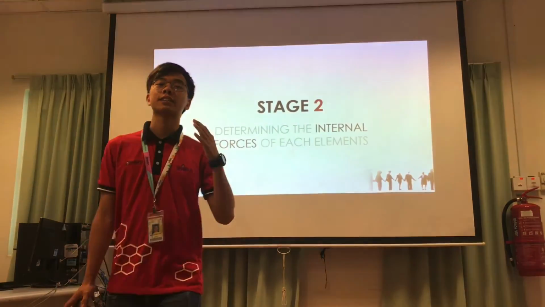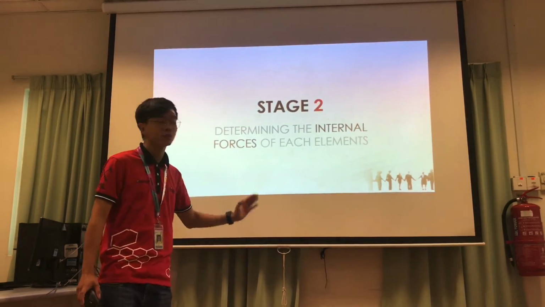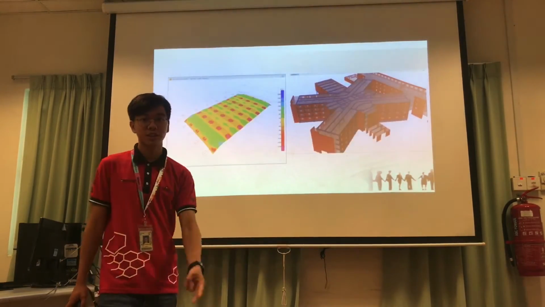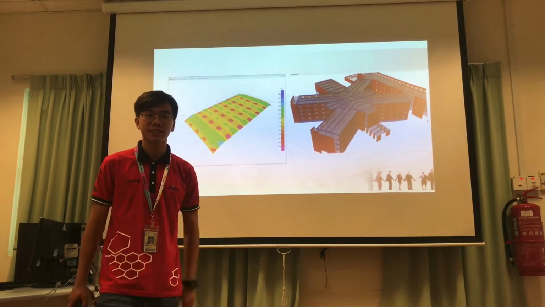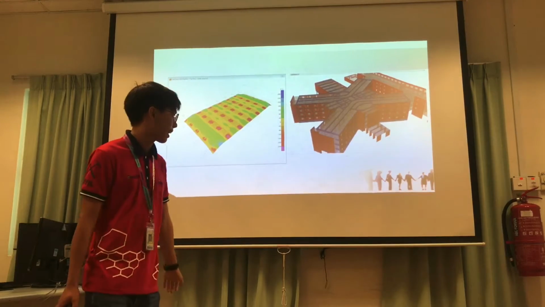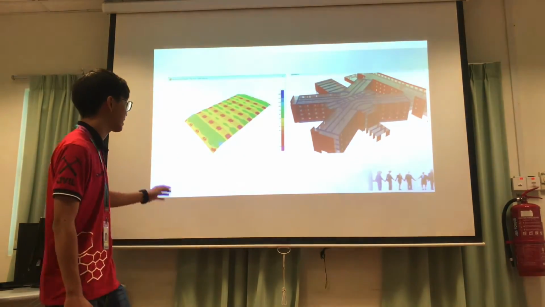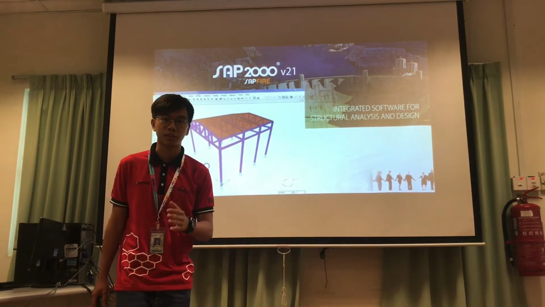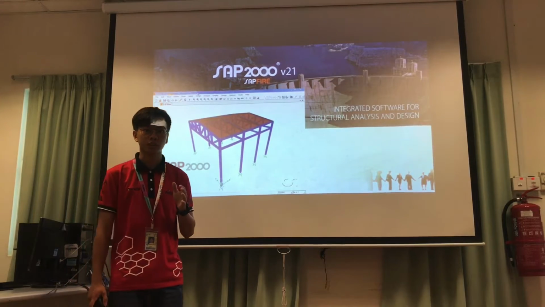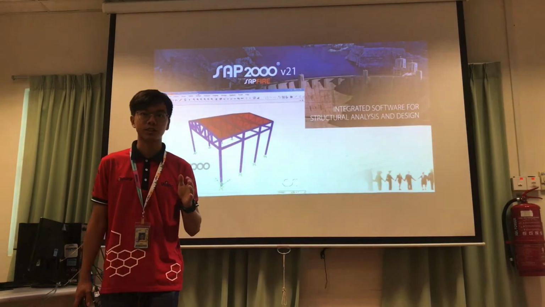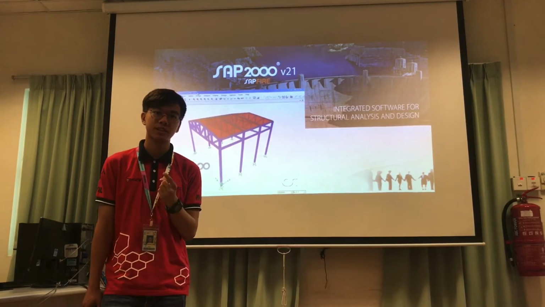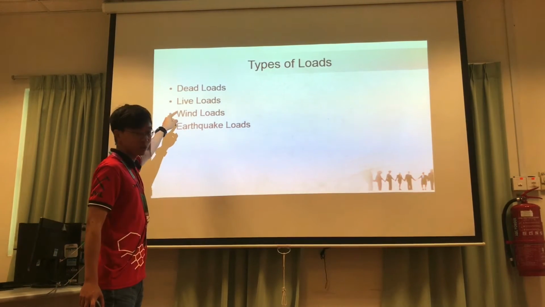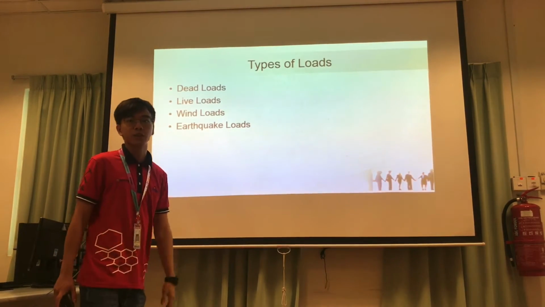Thank you, Junxian. The second step in the process is determining the internal forces of each element. The internal forces include normal force, shear force, and bending moment. During this process, an analysis model is first created for the building. Next, analysis software such as SAP 2000, as you can see on the slide, is used for the structural analysis model. All the loads acting on the structure must be defined in the model. The load considerations depend on the type of occupancy of the project. There are 3 different loads, that is dead loads, live loads, and wind loads. Let's ignore earthquake loads for a while.